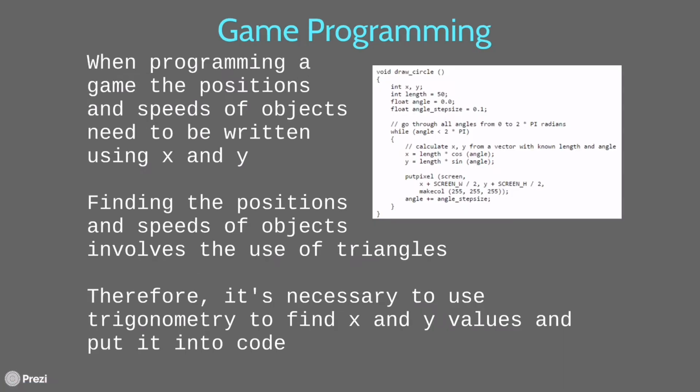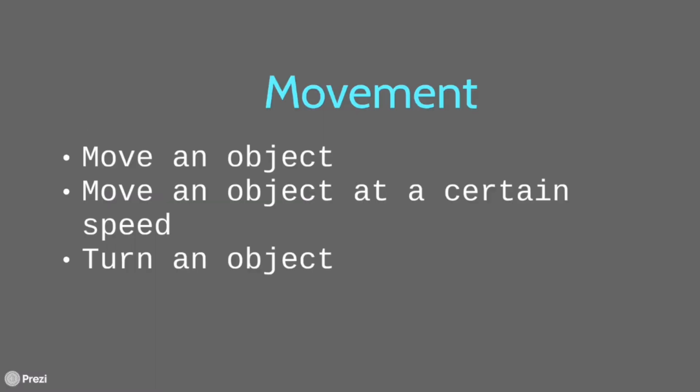When programming a game, the positions and speeds of objects need to be written using x and y. Finding the positions and speeds of objects involves the use of triangles. Therefore, it's necessary to use trigonometry to find x and y values and put them into code. Alright, so in game programming, trigonometry is related to moving an object at a certain speed, and turning an object.